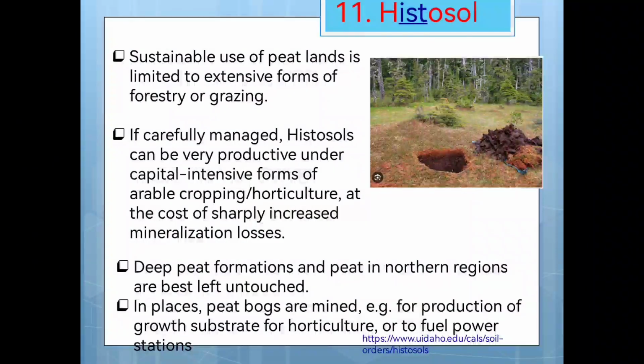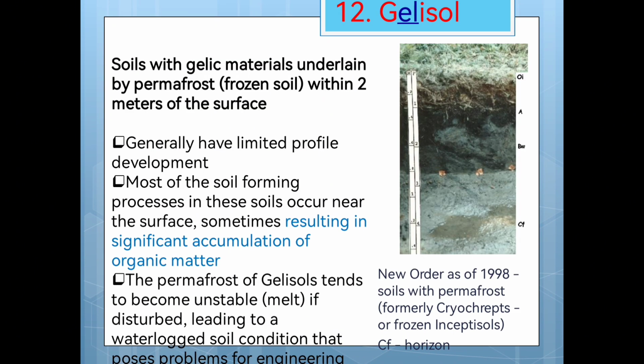I know in Davao del Norte, there's a lot of peat soils, and some of the plantations are even using areas with peat soils for banana plantations. And then the last but not the least soil order is gelisol.